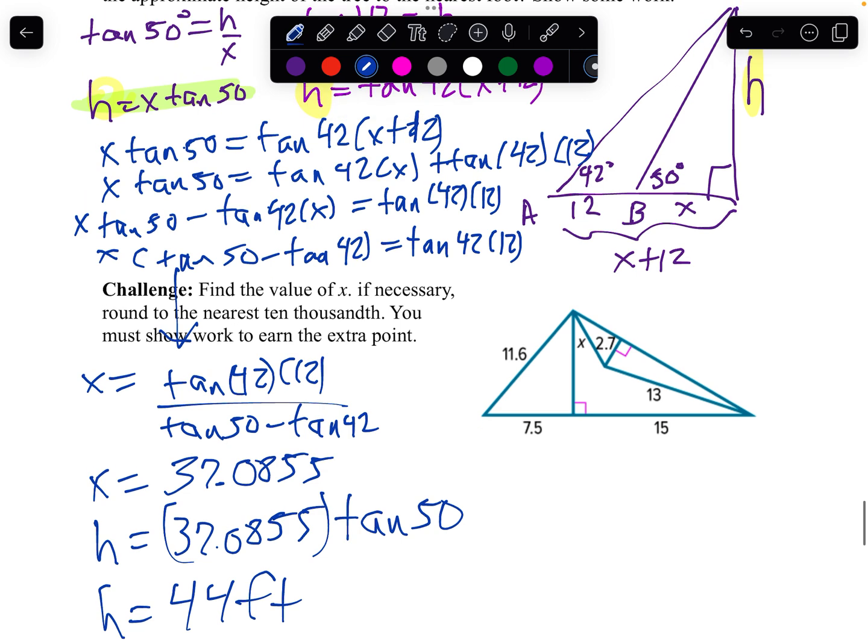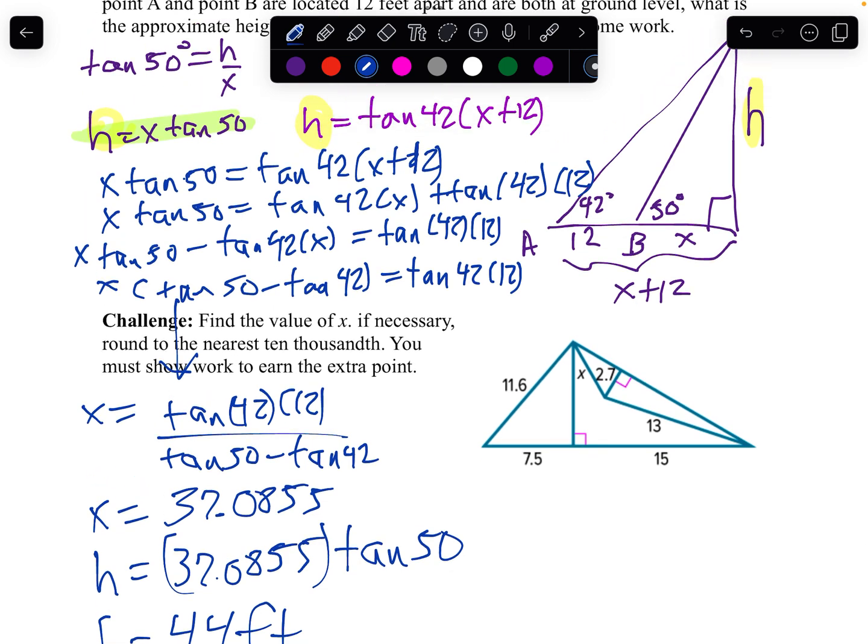And if you change your tangents to decimals in the beginning, just take it out a few decimal places like I did. Take it out to the nearest 10,000th, and then you can still do the same thing, and you'll still get the same answer.